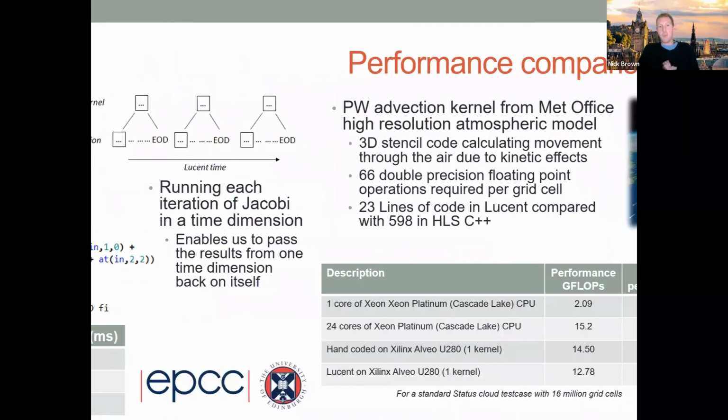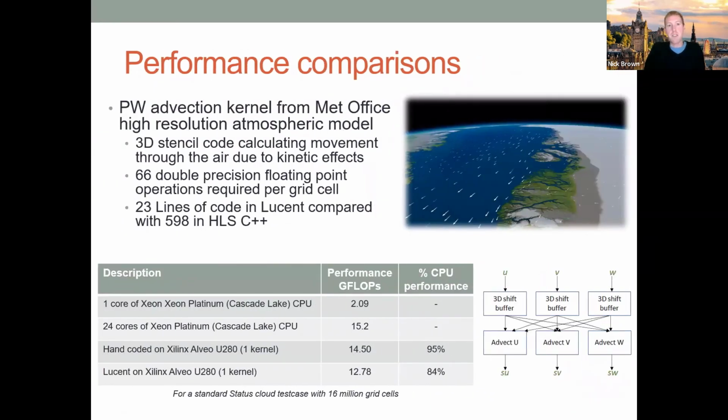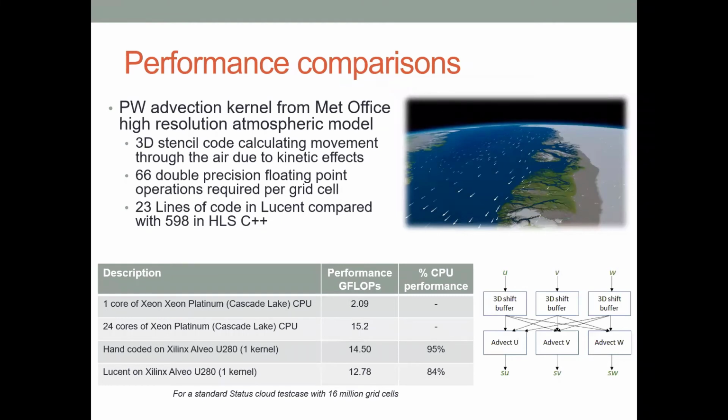In terms of performance comparisons, just a couple to very briefly mention here. We went with the advection kernel of the high resolution atmospheric model from the Met Office. So this is the model they use for quite a small area, but at very, very high resolution, meter scale, looking at how the atmosphere progresses. And the movement of particles through the air is about 40% of the runtime.